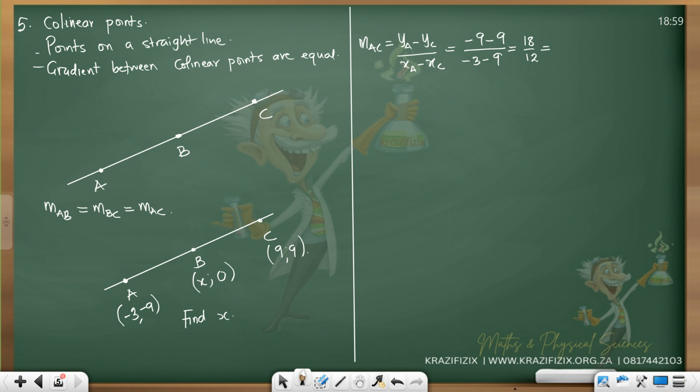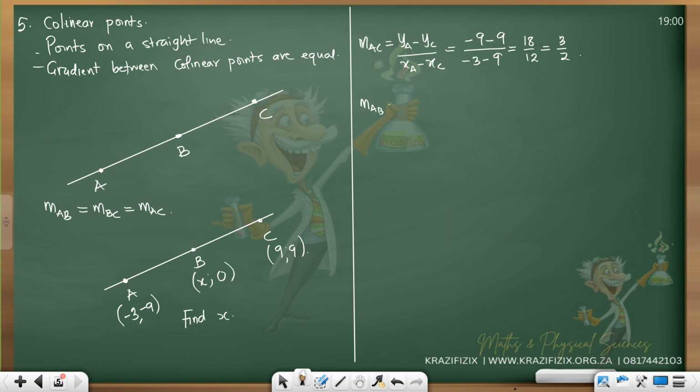-9, just making sure. All right. And that will give us what? We divide 9 by 6 over 2. But then I know that it is the same gradient. I can use either AB or I can use BC.